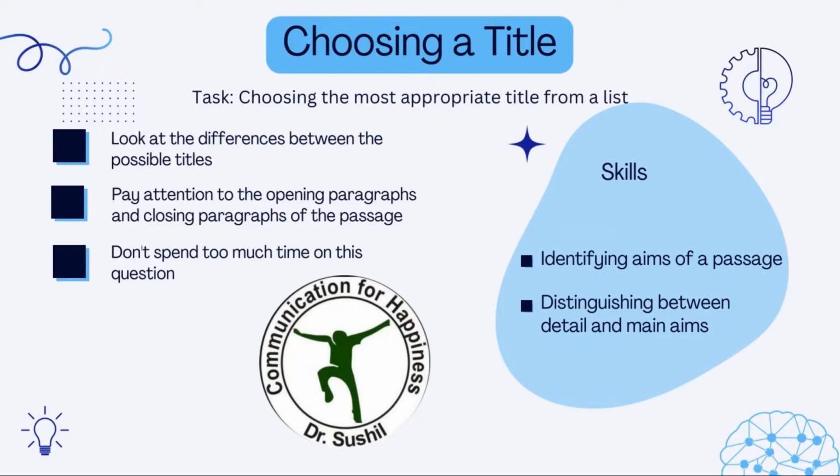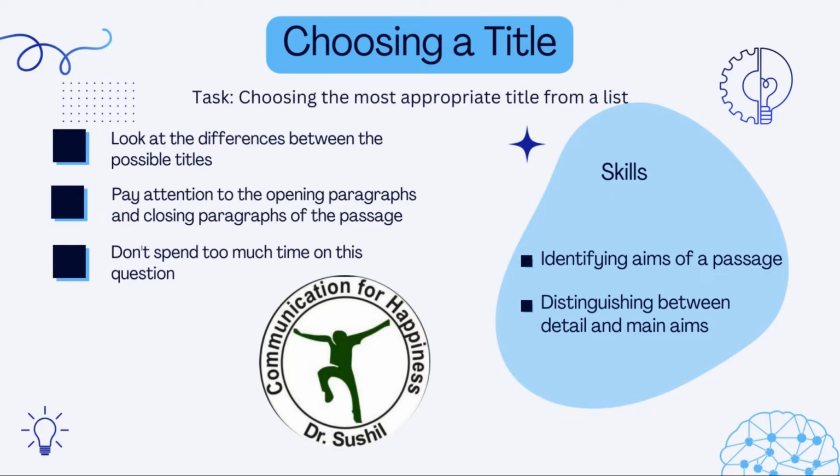Next type of questions are choosing a title. In these kind of questions, you have to choose the most appropriate title from a list. For this, you have to look at the differences between the possible titles because sometimes two titles seem the same. You have to pay attention to the opening paragraphs and the closing paragraphs of the passage. In this way, you can easily find the answer. Don't spend too much time on this question because it is really time consuming.